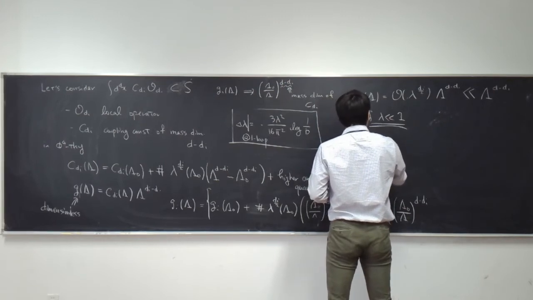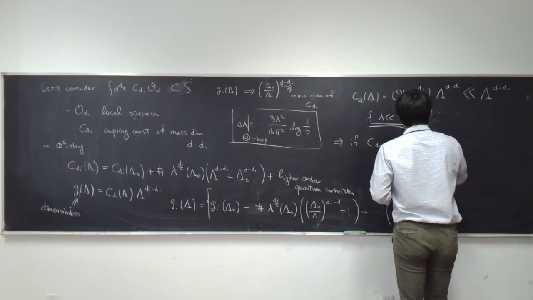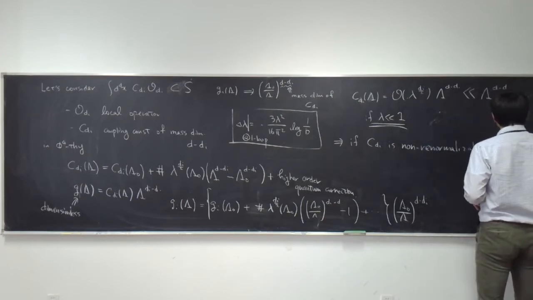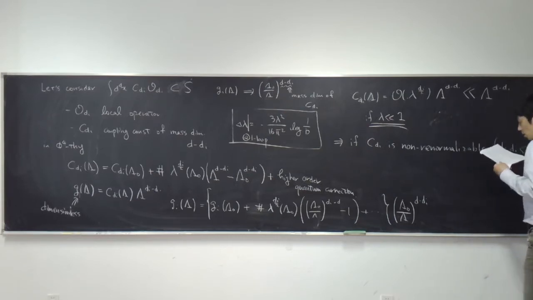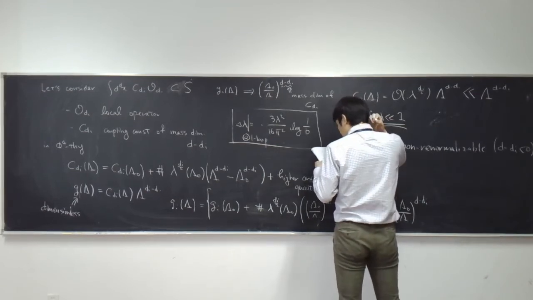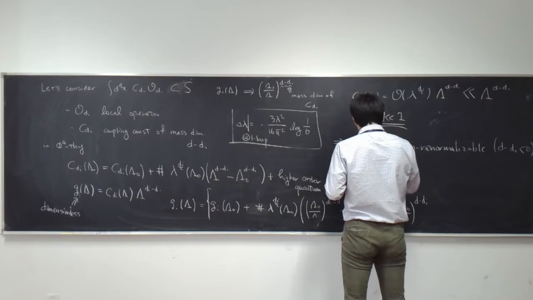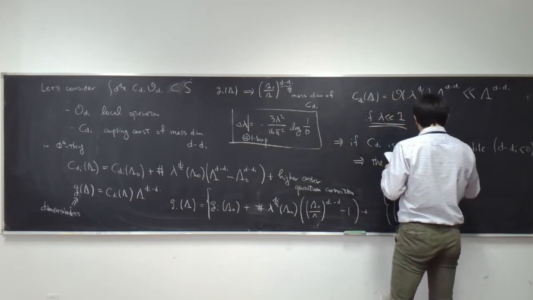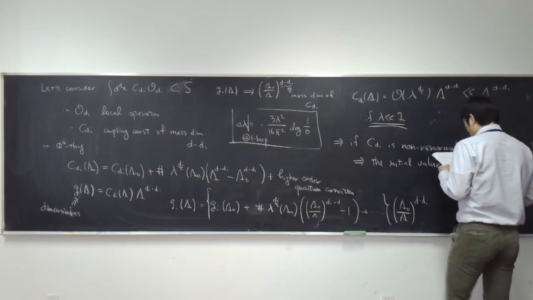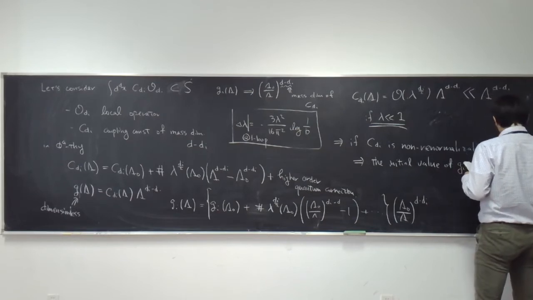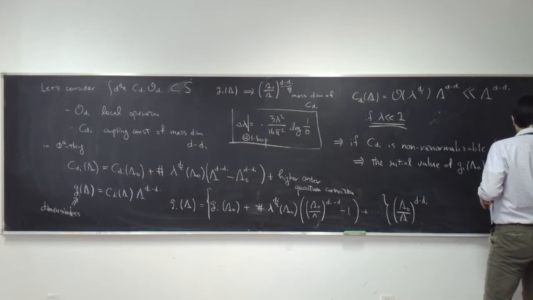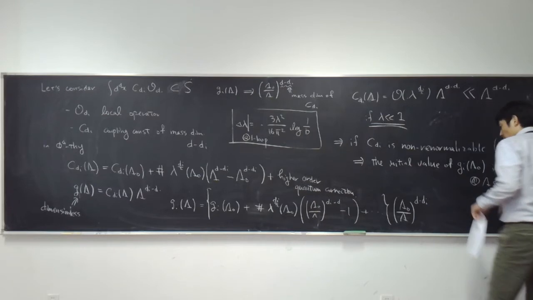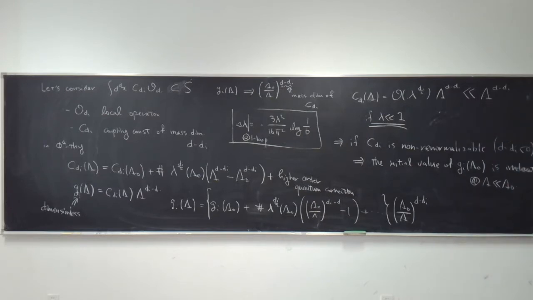So therefore, this means that if the CDI is non-renormalizable, which means that d minus di is less than 0, then the initial value of gi at lambda naught is irrelevant at scale lambda goes to lambda. Okay, so that's what's going to happen.